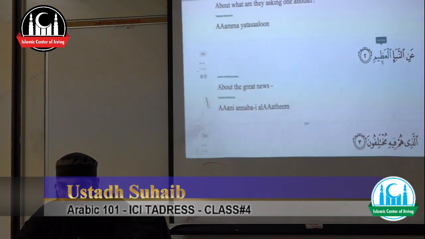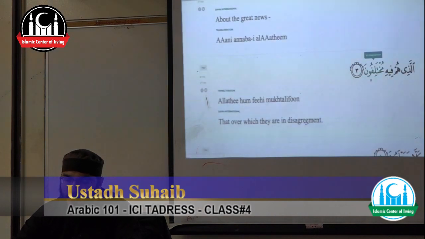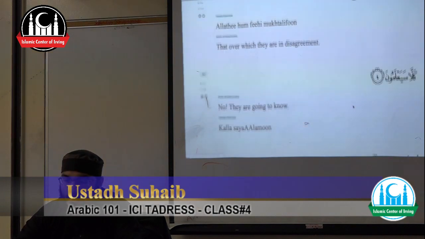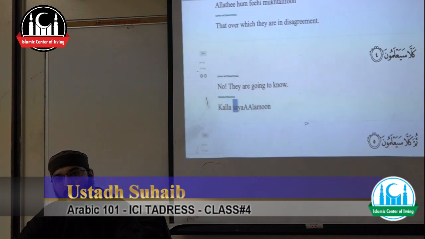عن النبأ العظيم. There are no verbs there. الذي هم فيه مختلفون. That's also a noun. These are all nouns. كلا سيعلمون. Okay. One quick thing. The actual verb is يعلمون. The sa makes it future tense.